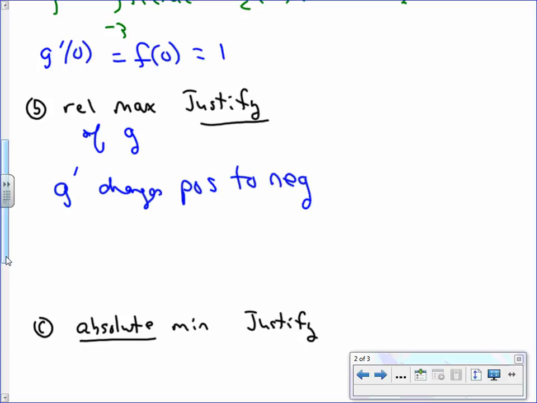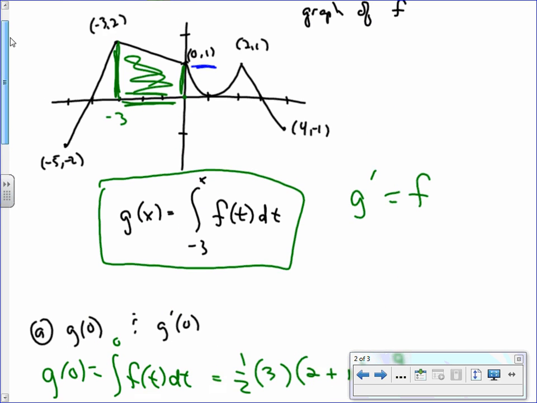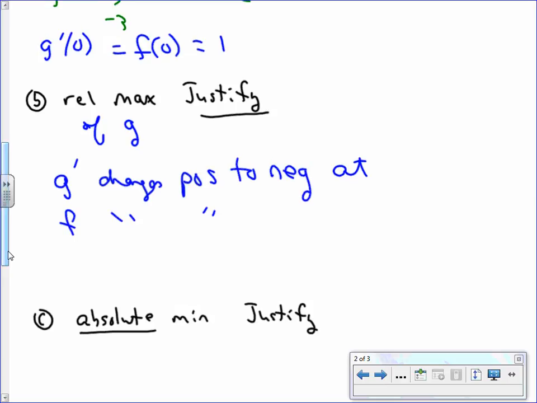And G prime is the same thing as F. You can write either one of those. You don't have to write both of them, but you have to know that they're the same thing. And then just tell me where. Where does G prime, where does F change from positive to negative? Okay, so I justify and then I answer. That's full credit. Justify usually means words, but sometimes really well done mathematical process is also okay.